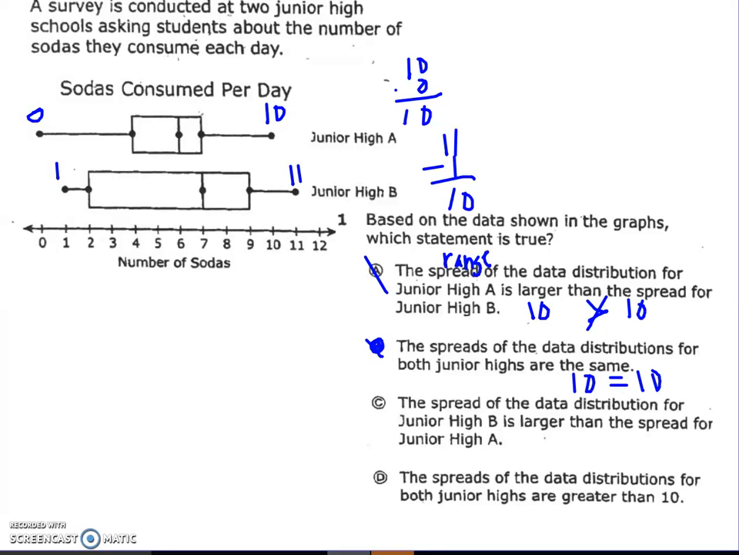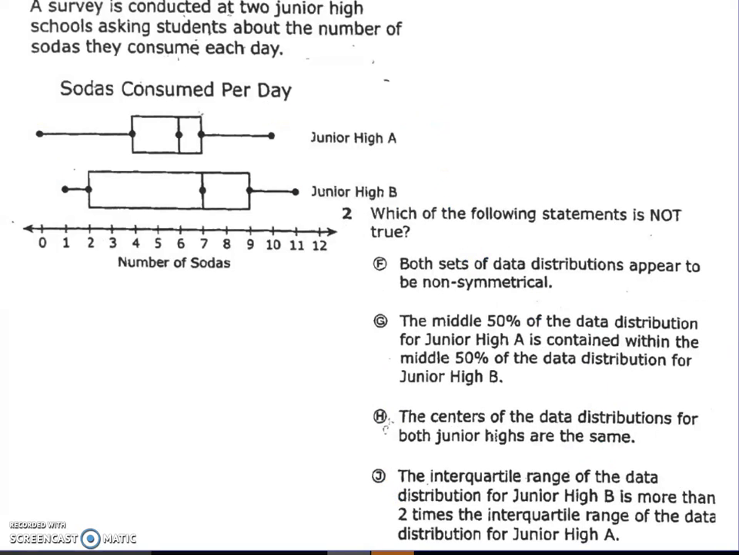The spread of the data distribution for junior high B is larger than junior high A. So this is not true. Can't be C. The spreads of data distribution for both junior highs are greater than 10. No. Okay, let's take a look at the next one. Which of the following statements is not true?